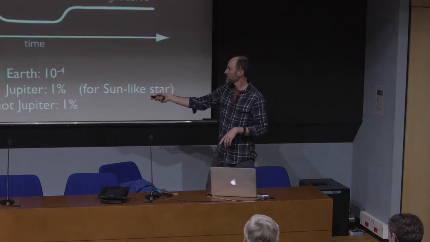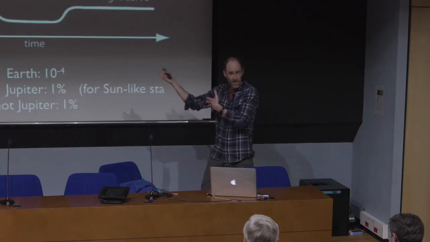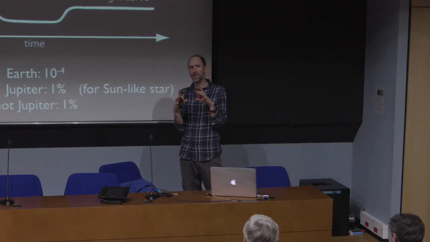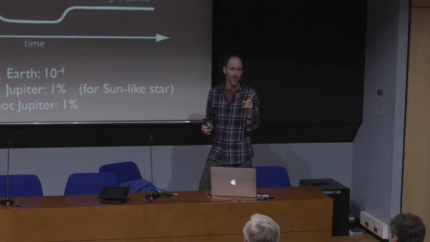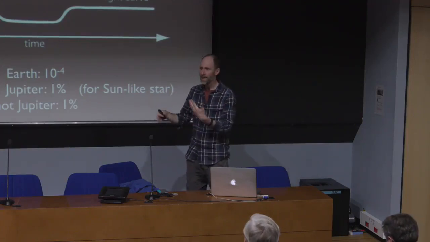And what's interesting is Earth is about 10 to the minus 4 for a sun-like star, but for a very puny star, it's about 1%. So that can be useful. We'll see that going forward.